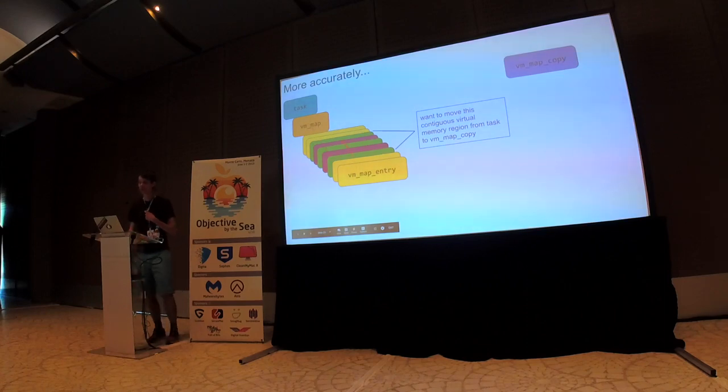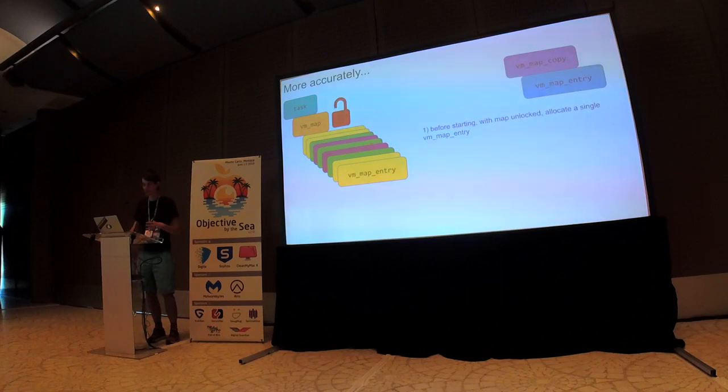So let's take this task on the left, and we want to send this shaded region in a VM map copy to another task. We want to send it in a map message. So we start with the VM map unlocked, and for our VM map copy object, we allocate one VM map entry hanging off of the copy. And these VM map entries come from calloc, the generic kernel zone allocator, for which we cannot hold the VM map lock, because this task could be the kernel task, or it could be the VM map from which that stuff comes. So we can't hold the lock.